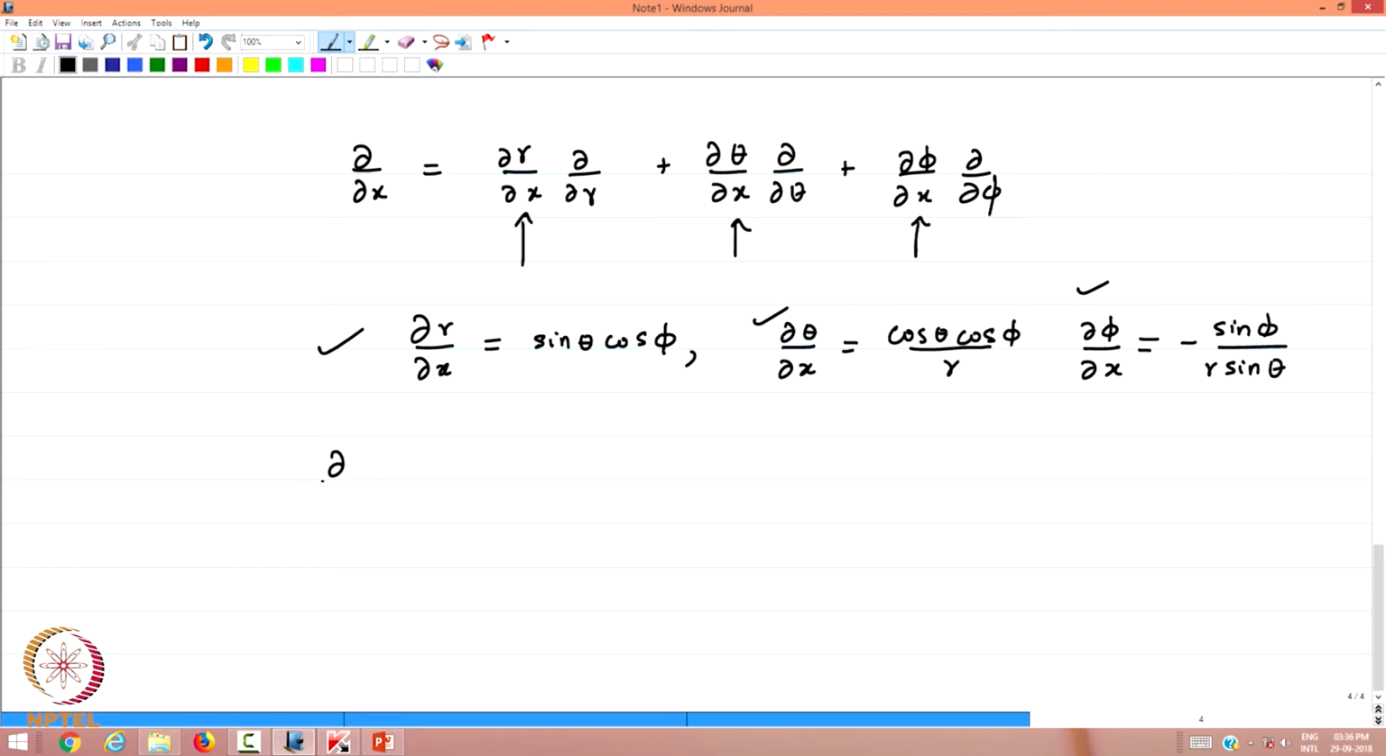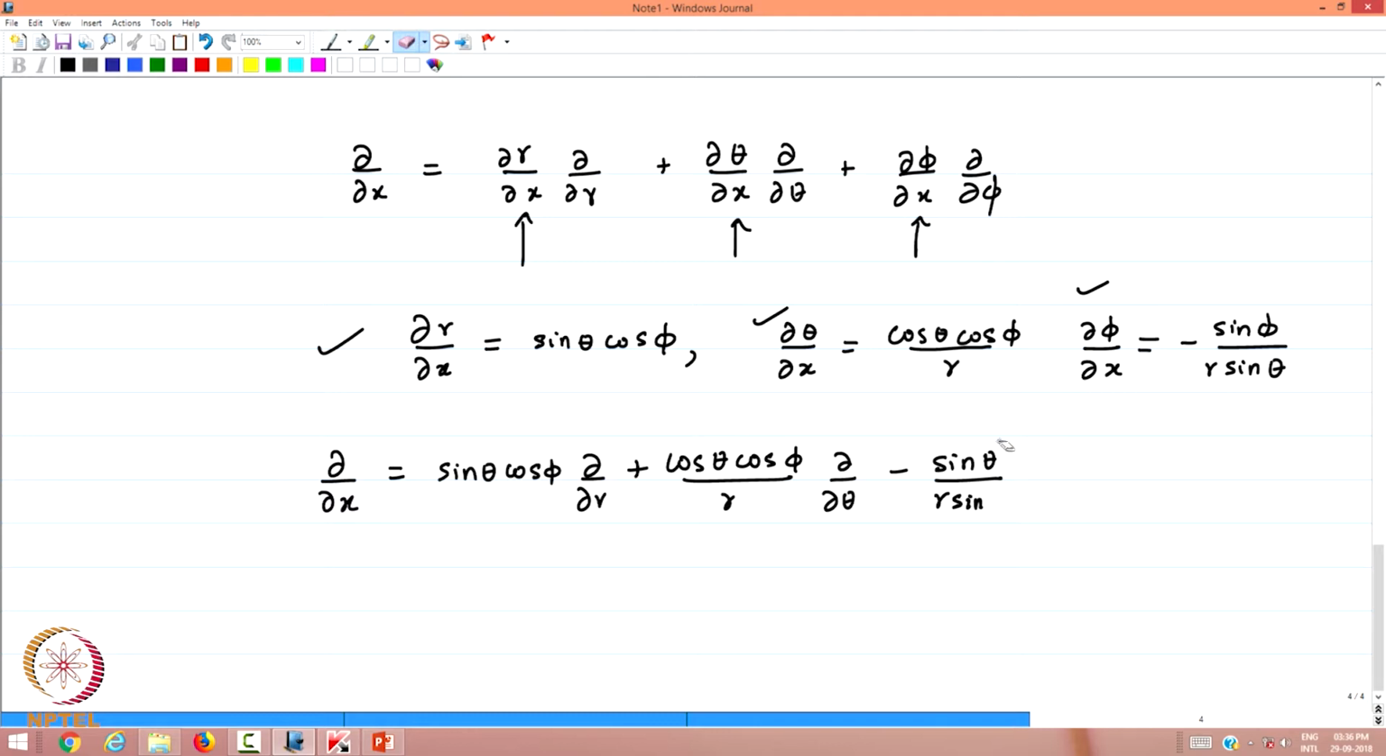Therefore, dou by dou x is sin theta cos phi dou by dou r, plus cos theta cos phi by r dou by dou theta, minus sin phi by r sin theta dou by dou phi. This is the derivative dou by dou x.